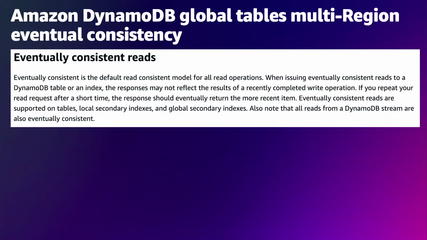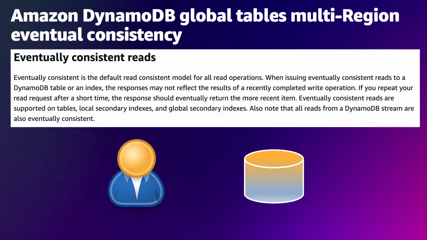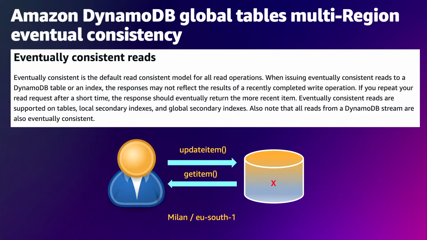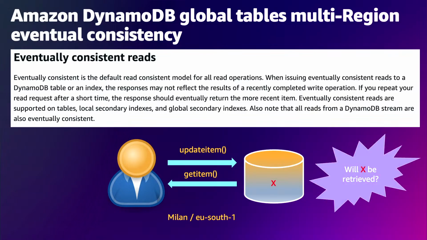Eventually consistent is the default read consistency model for all read operations. What it means is, let's say I'm a user, I have my DynamoDB, we are both in the same region. I send some API requests, in this case it is update item. So I write something, let's say I wrote in my table some entry. And when I do get item, will X be retrieved? Unfortunately, with eventually consistent read, it won't. It will take some time for the data to be retrieved back to me.